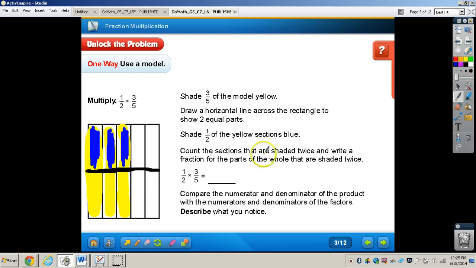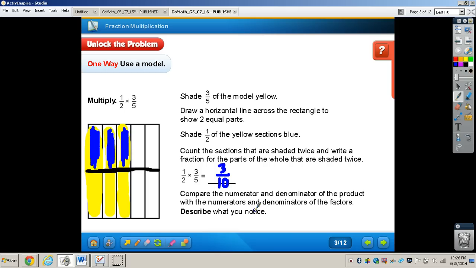Alright, now what we need to do is count the sections that are shaded twice and write a fraction for the parts of the whole that are shaded twice. So we can see there are 3 out of 10 sections shaded 2 times. So 3/10 for the answer of 1/2 times 3/5. Now let's take a look at that next section.